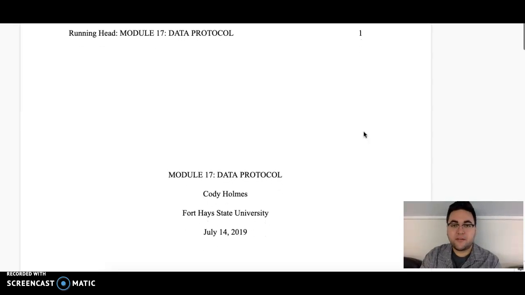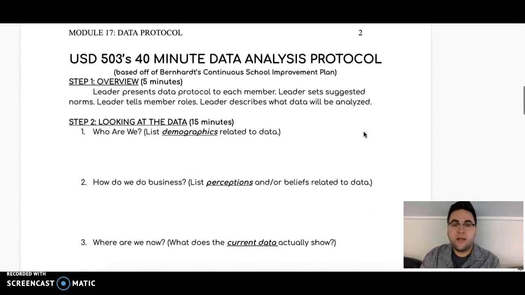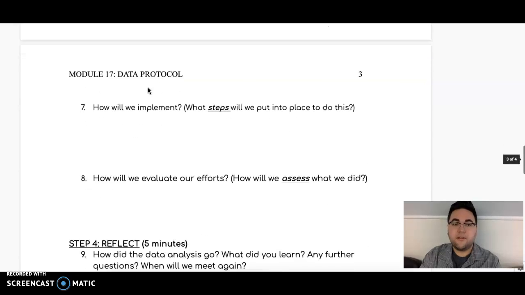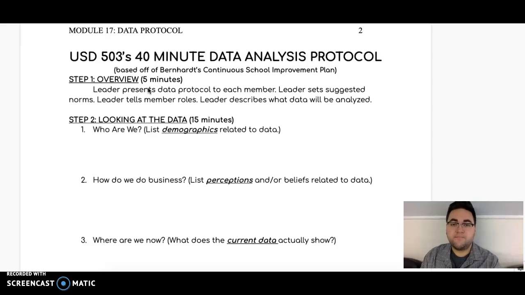So for this assignment we had to create our own data protocol and here's what I chose. So my district is USD 503 and so an overview of mine, I have 4 major steps with some parts for each one. For the overview, I just talked about how the leader would present the data sheet to everyone, the suggested norms would be told, the member roles would be told, and then the leader would briefly describe what the data is going to be discussed today about.